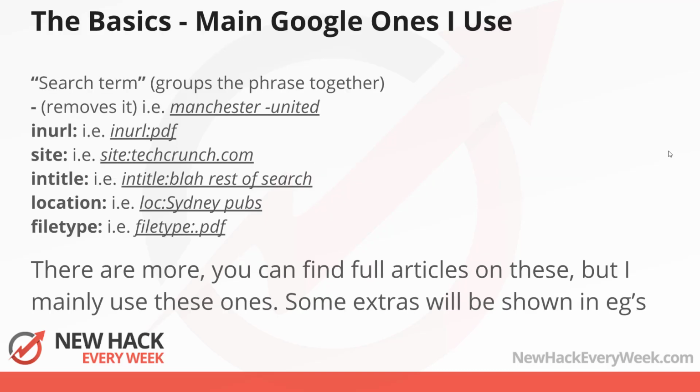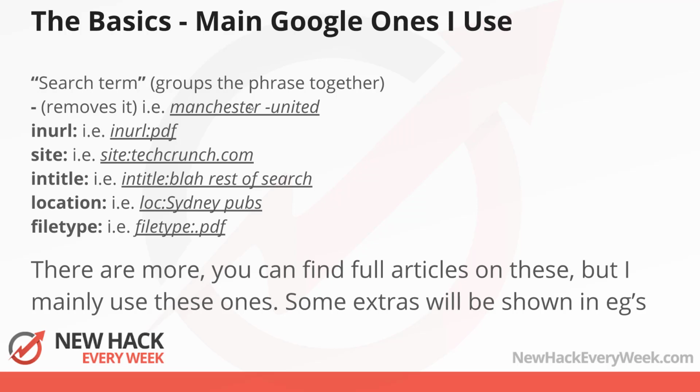So, let's jump into the basics of the Google ones that I use. A lot of you know this one: you can put a search term inside quotation marks and it groups it together, and it makes sure it takes into account the whole phrase together. It's not going to put the words in the wrong order or anything like that. It's going to get you the exact search. A lot of people know that one already.